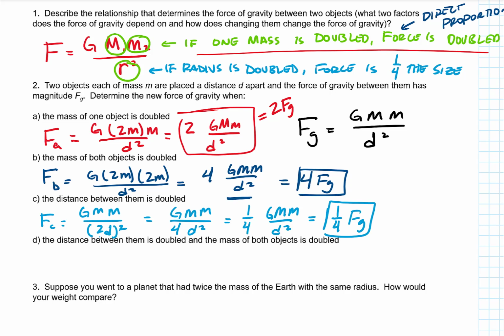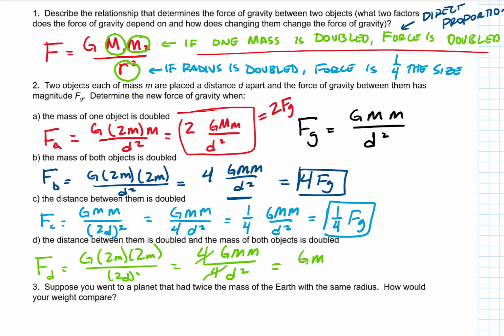So if the distance between them is doubled and the mass of both objects is doubled, for D, we have all sorts of things going on. We have G times 2m times 2m over (2d) squared. So from the top, we get 4Gmm over, and then on the bottom, we've got 4d squared, because we're squaring both of those things. Well, the 4's cancel out, and I'm left with just Gmm over d squared, which is the exact same thing as Fg.